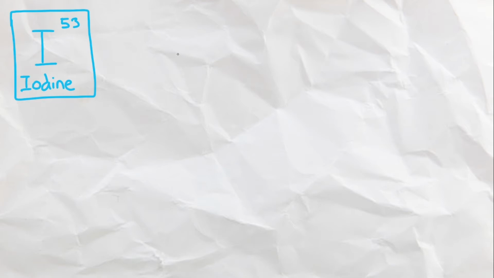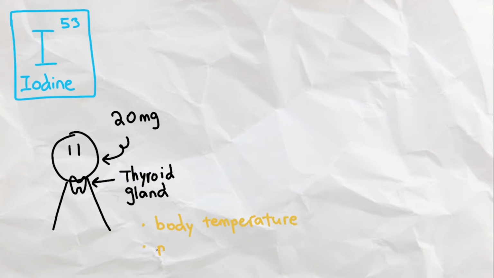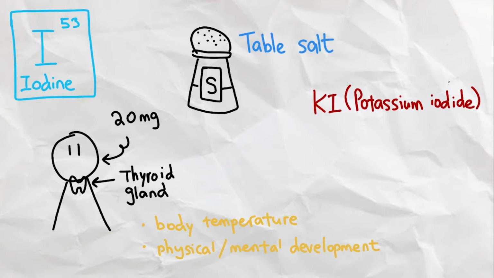Next, we have iodine, a very important halogen that we need to survive. We contain around 20 milligrams of iodine, with most of it in our thyroid gland, which regulates our body temperature and physical and mental development. Some small amounts of iodine are present in table salt and disinfectants, and potassium iodide is used to make films.